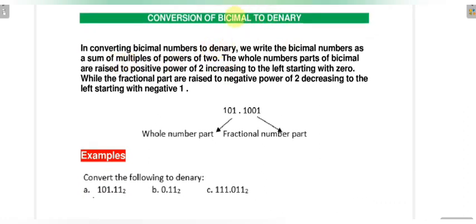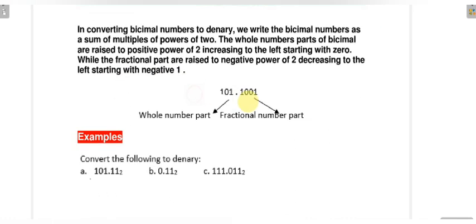So conversion of bicimal to denary. To convert a bicimal to denary means to convert it from base 2 to base 10. In converting bicimal numbers to denary, we write the bicimal numbers as a sum of multiples of powers of 2. The whole number parts of bicimal are raised to positive powers of 2, increasing to the left, starting with 0, while the fractional part are raised to negative power of 2, decreasing to the left, starting with negative what? 1. So this is an example of bicimal. This part here is the whole number part, while this other part after the decimal point is the fractional number part, or the decimal part.